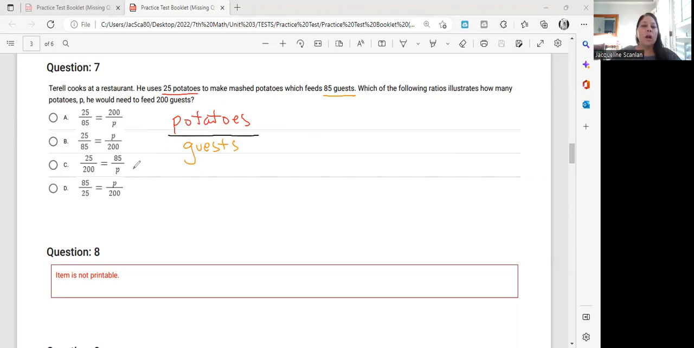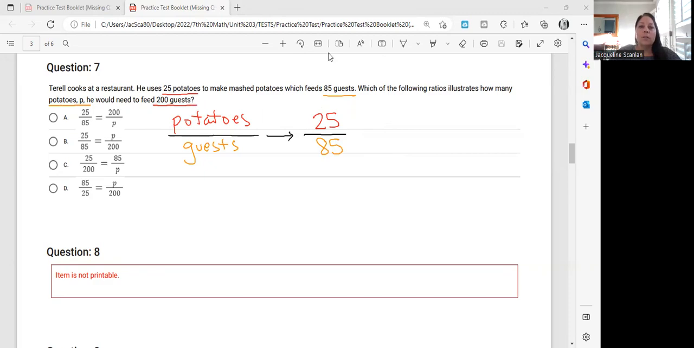And now I'm going to try and create a proportion that properly shows us this set of information. All right, so I'm going to fill in what I know. I know there are 25 potatoes for every 85 guests. All right, I'm now going to continue reading the problem. It then says, which of the following illustrates how many potatoes, P, he would need to feed 200 guests?